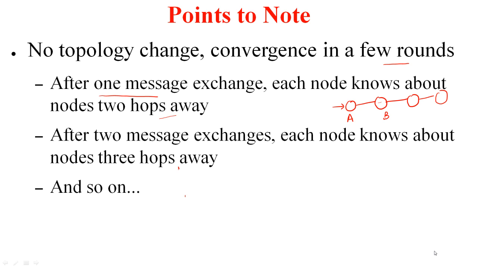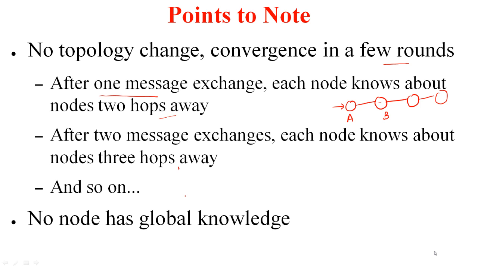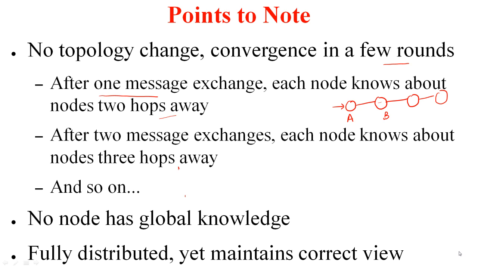So, does this algorithm fall under the global knowledge or the local knowledge approach? Local knowledge approach. No node has any idea of the entire network topology, that is, who are the neighbors of any given node. It knows only about its neighbors and through message exchange has determined routes to the destinations. So this is a fully distributed algorithm, yet it maintains a correct view.